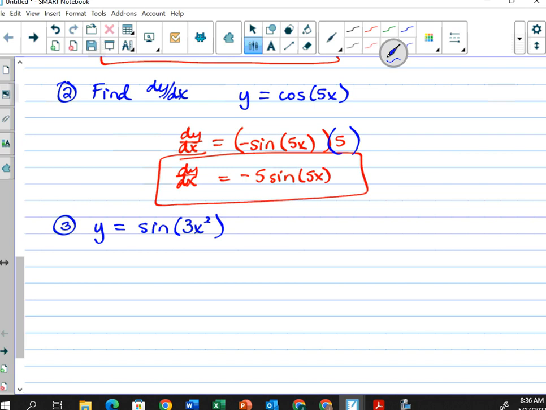Where's the dash going from again? Derivative of the inside. So what's the derivative of 5x? Oh, it's 5. You see it? Nate? Yeah.